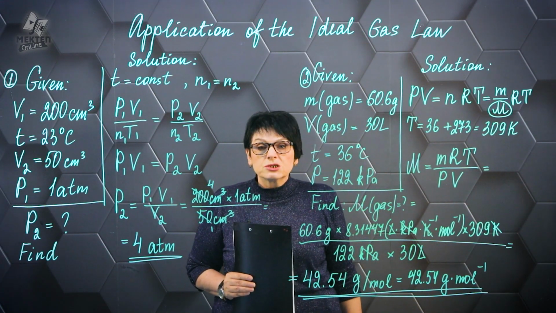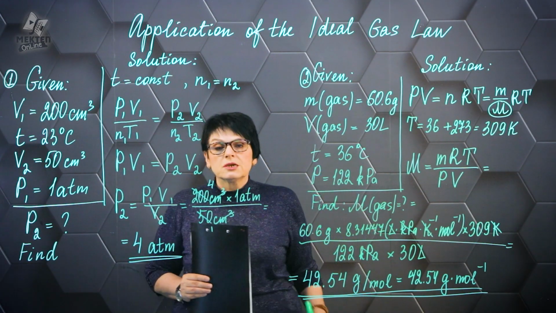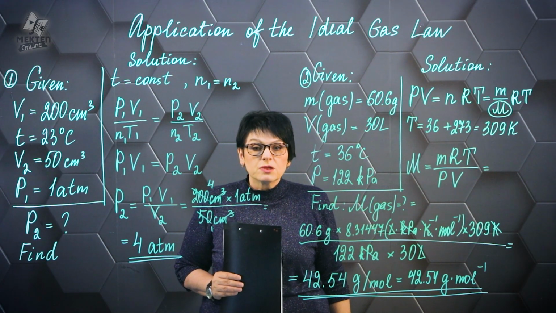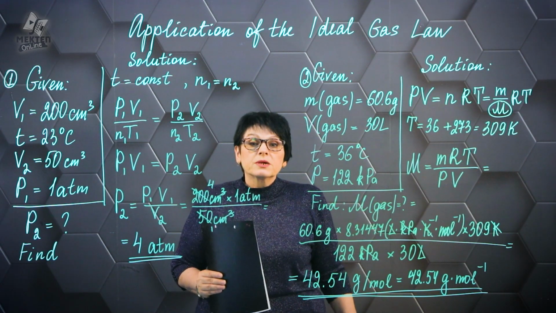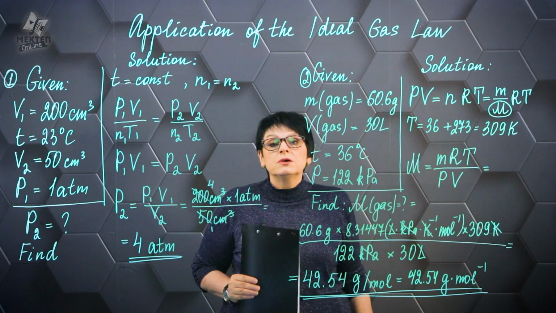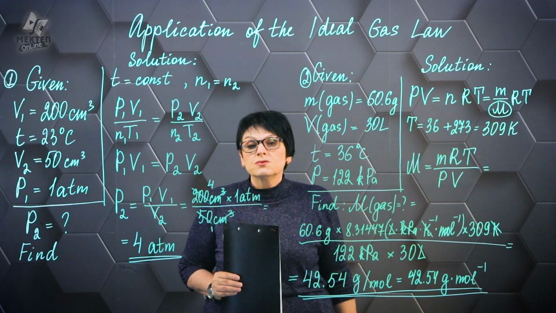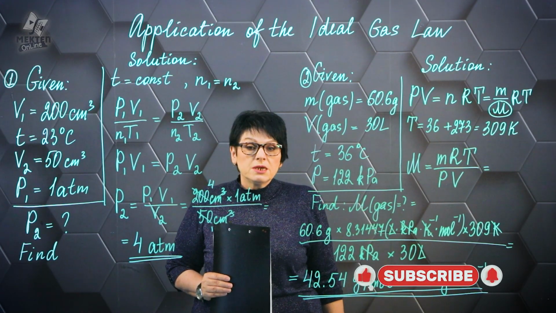So the problem has been solved, and I would like to draw your attention to the fact that the first problem used the combined gas law of Gay-Lussac, Boyle-Mariotte, and Charles. But the second task was to calculate using the equation of state of an ideal gas, or the Mendeleev-Clapeyron equation. I hope you understand how we solved the problems. Goodbye.